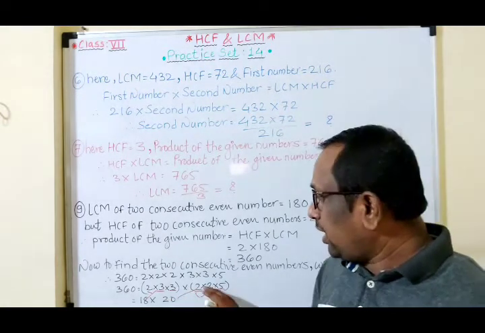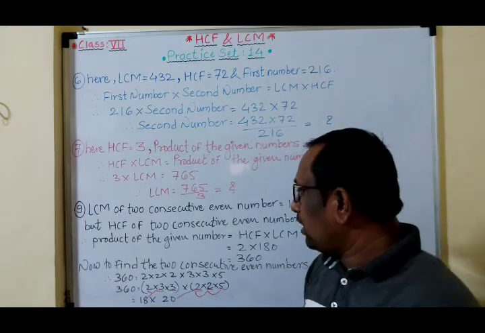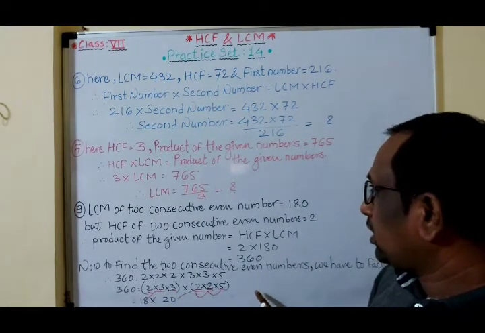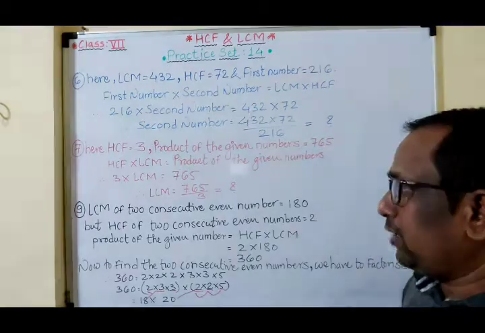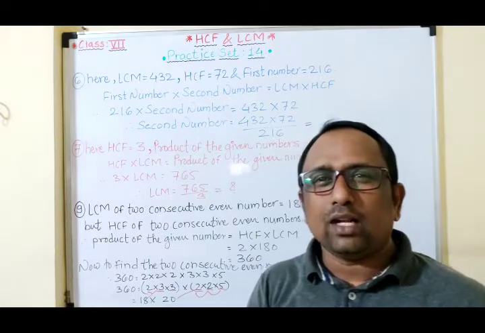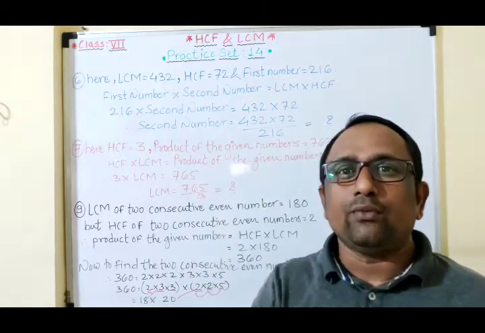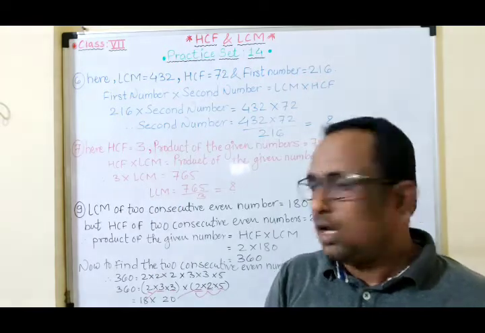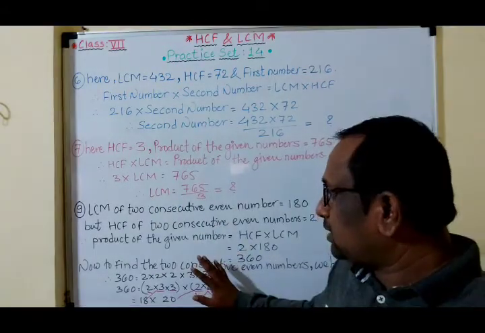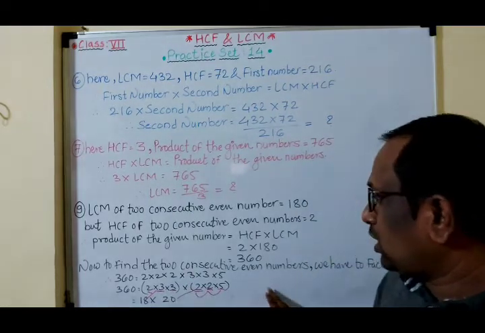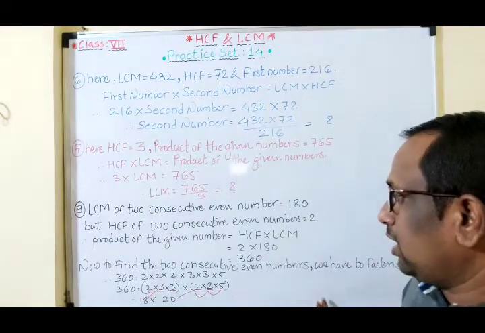This is the way we have to solve the 9th example. Finally you have to write, therefore the two consecutive even numbers are 18 and 20. This is one method, and there is another method where we take variables, let x be the number, and solve like that, but this is the simplest one. So at last you write, therefore the two consecutive even numbers are 18 and 20.